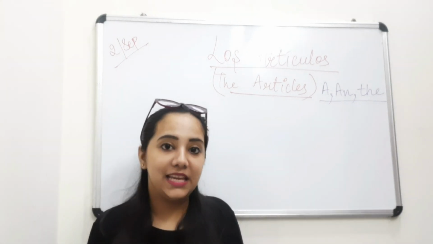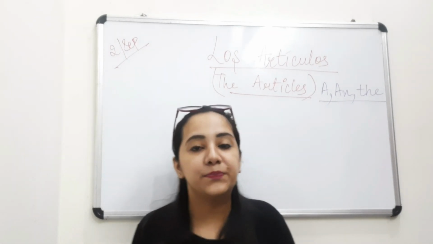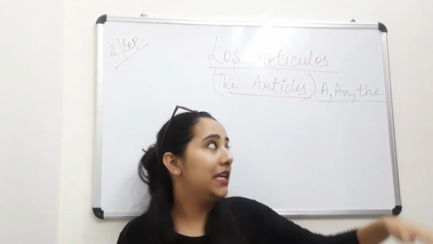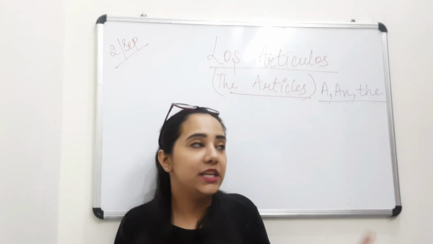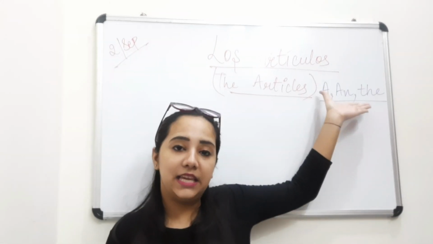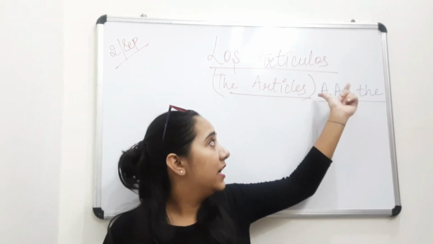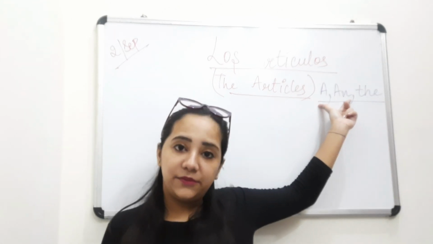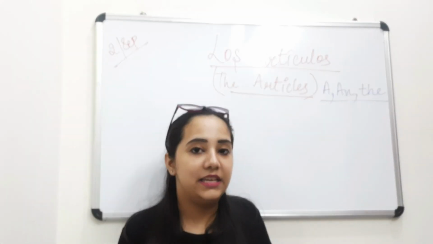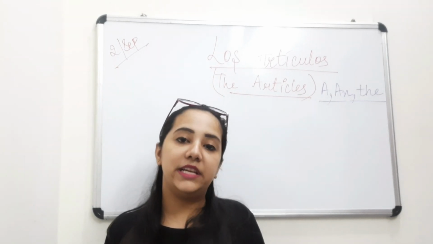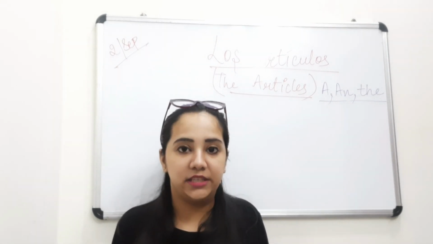Now in English, what are articles first of all? That should be clear to you. In English grammar, we have types of articles: a, an, and the. A and an are our indefinite articles and the is our definite article. Same exactly in Spanish. We have definite articles and we have indefinite articles.